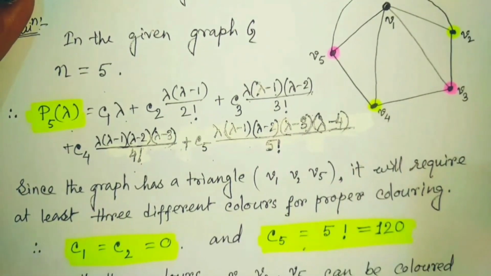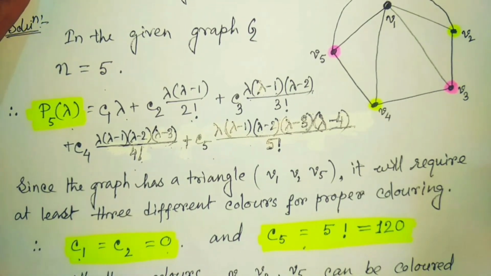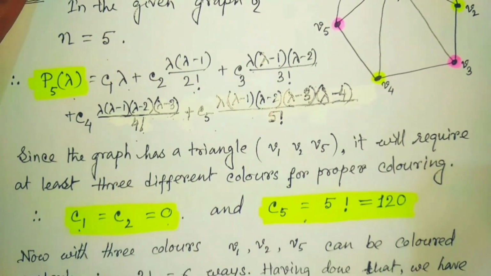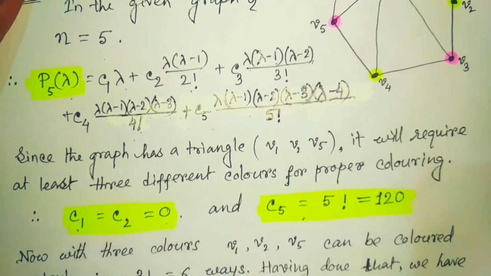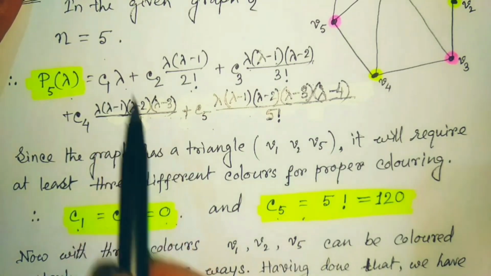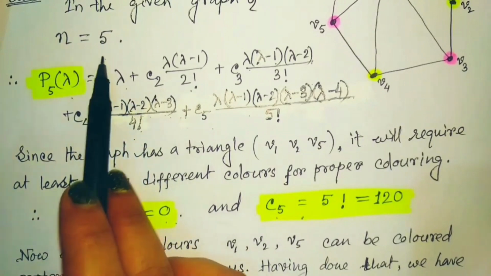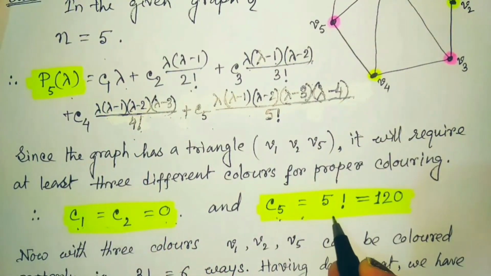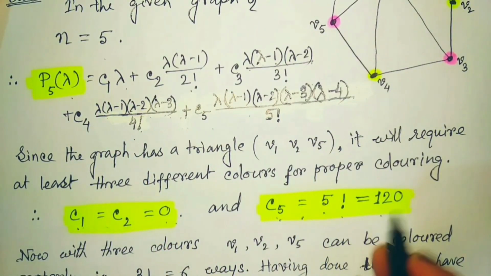So C1 and C2 should be 0 because one color and two colors are not possible to consider. So minimum three colors are required here. So accordingly C1 should be 0 and C2 should be 0. And C5 always we know, as the total number of vertices is 5, so C5 is definitely 5 factorial always.